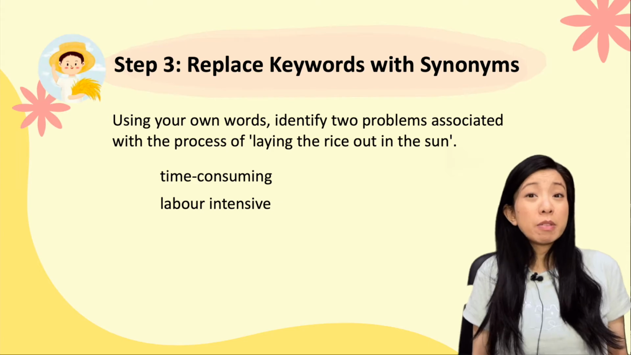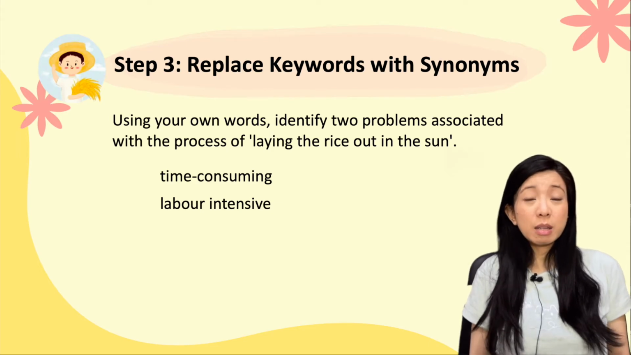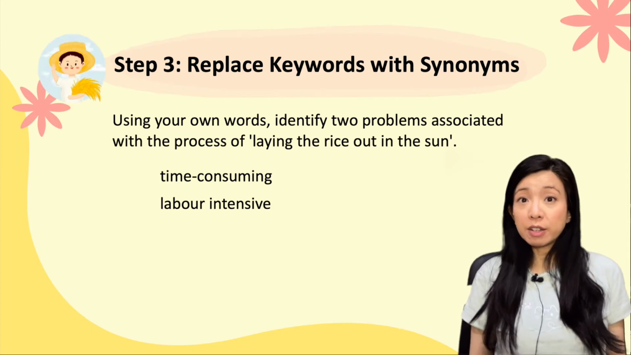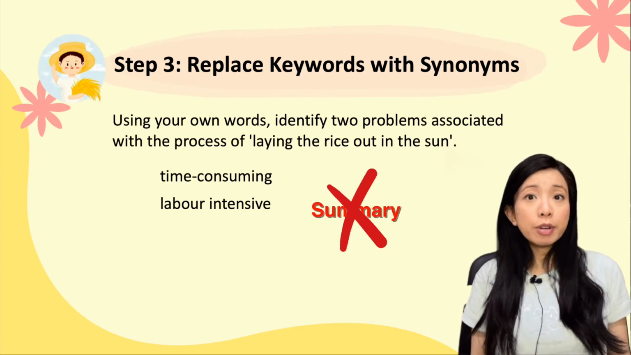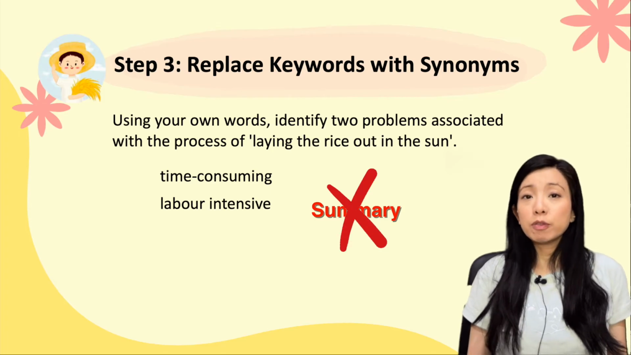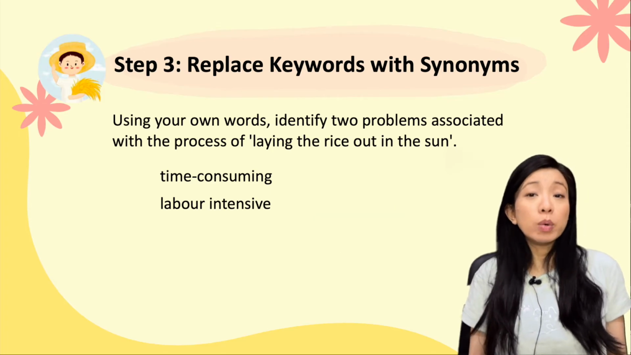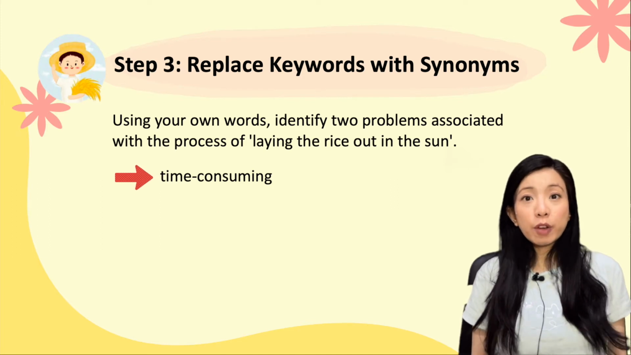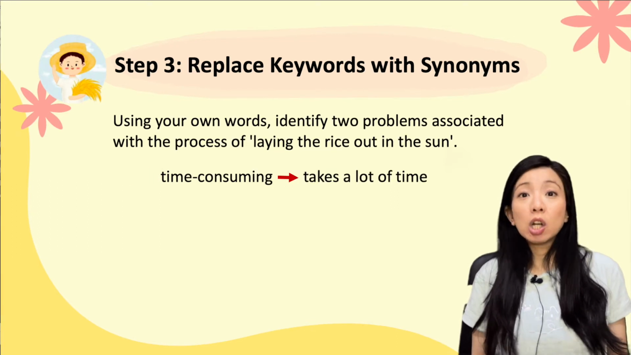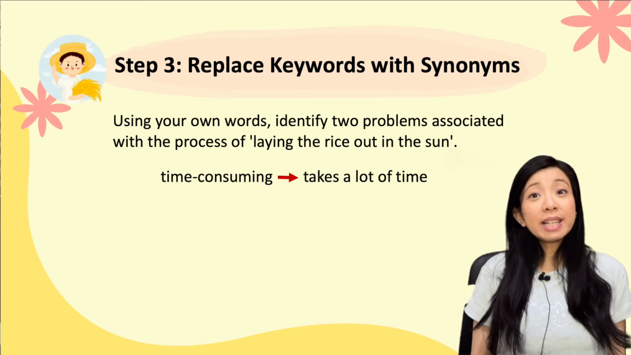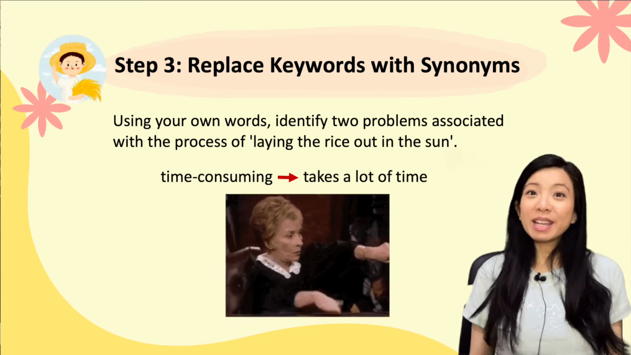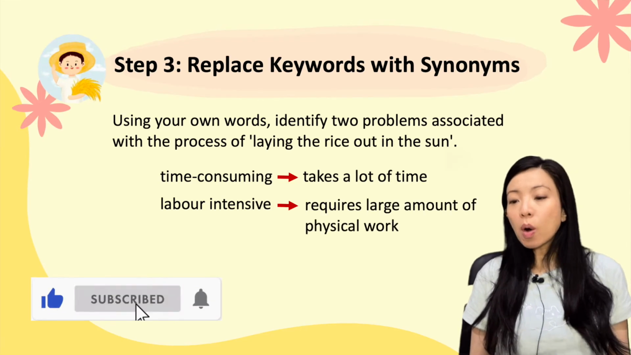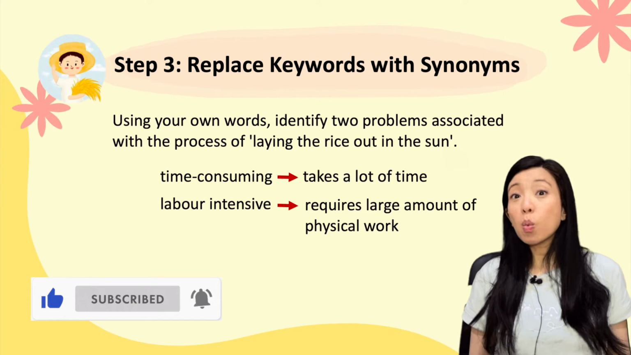Now, sometimes it might be very difficult to think of appropriate synonyms to replace these keywords. So sometimes you can just rephrase them in a different way. Now remember, this is not summary, so you don't have to actually cut down the number of words. It doesn't matter how many words you write. So let's look at the word time-consuming. Another way we can rephrase this is to say that it takes a lot of time, which basically means the same thing as time-consuming. For labor-intensive, I decided to say something like requires a large amount of physical work.